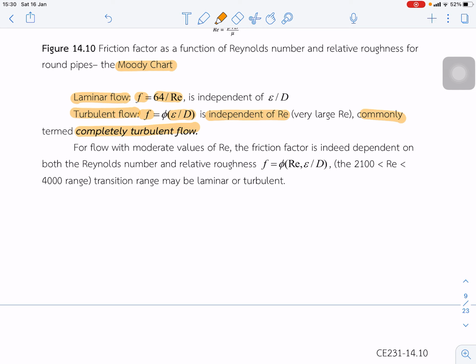For flow with a moderate value of Reynolds number, the friction factor is indeed dependent on both Reynolds number and relative roughness. And in this case, if the Reynolds number is between 2000 and 4000, it is a transition and may be laminar or turbulent.